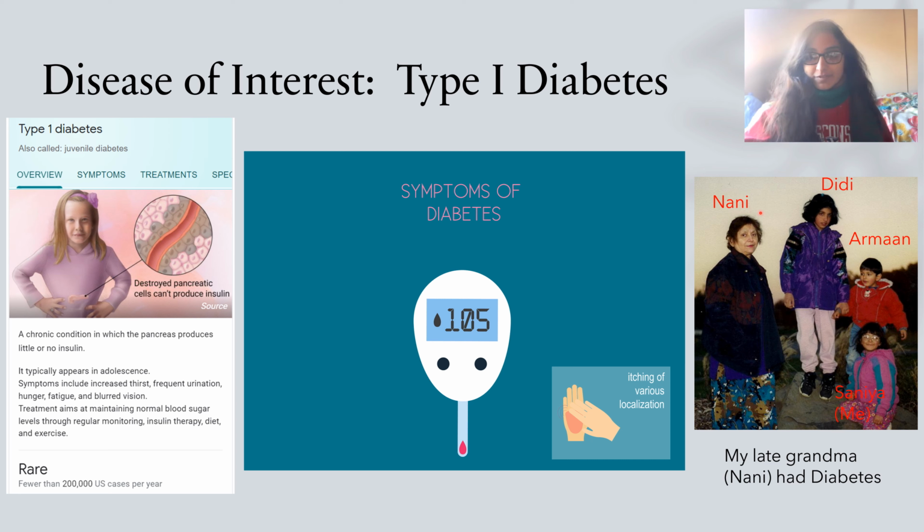So here, for instance, this is a photo of my grandma, my late grandma, who had diabetes. This is me when I was a little child, little pipsqueak, and that's my younger brother and my older sister, and that's my maternal grandma. I really miss her a lot, but she suffered from diabetes. So this is a pretty personal disease to me.